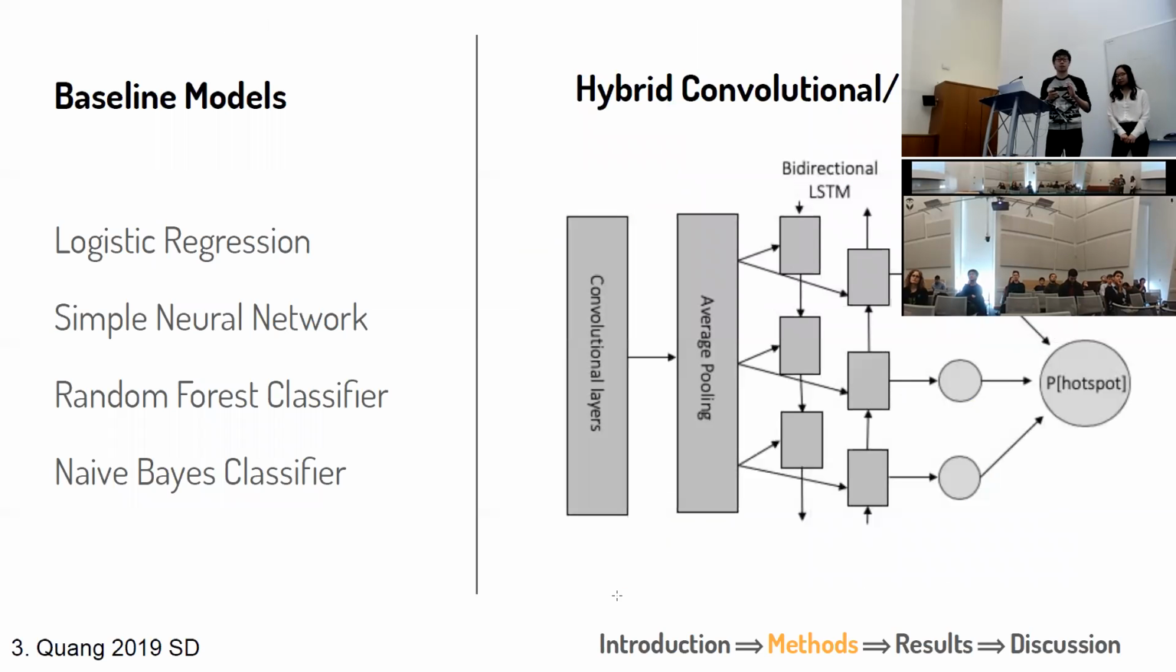Now, the baseline models that we tried are logistic regression, a simple neural network that has only one dense layer, a random forest classifier, and a naive Bayes classifier. We then took these models and compared them with our hybrid convolutional recurrent neural network.